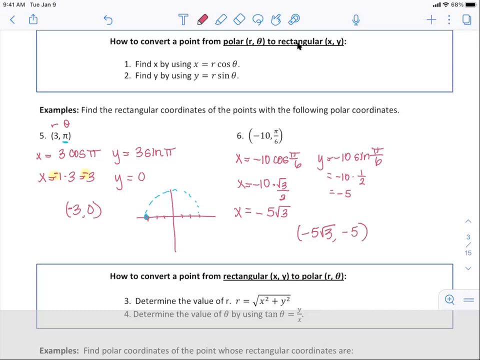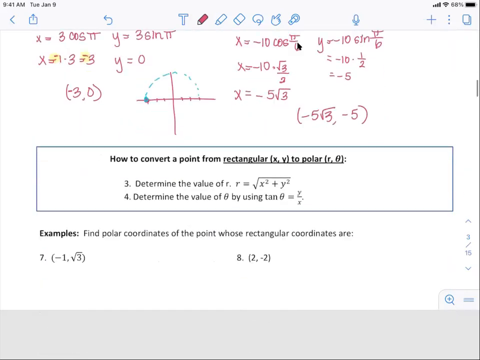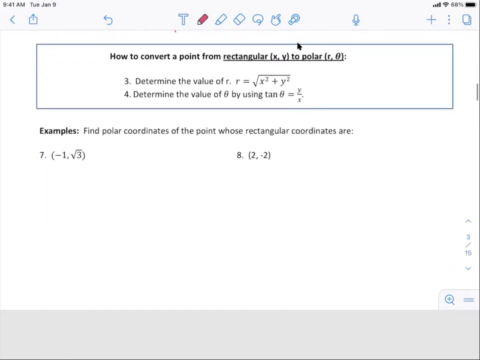Now, it's helpful to be able to go the opposite direction as well. So if I have a rectangular ordered pair and I want to convert it to a polar coordinate, then the first thing that we do, I don't know why this kept numbering 3, 4, this should say 1, 2 again. Whoops.